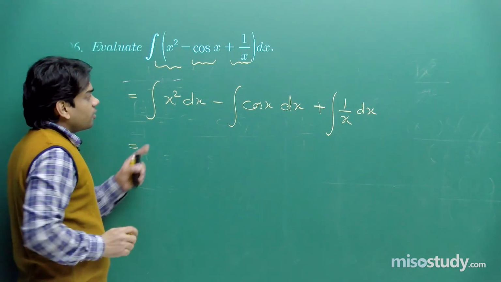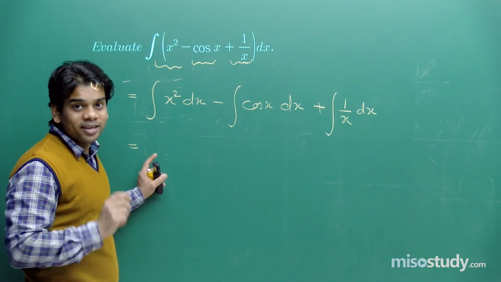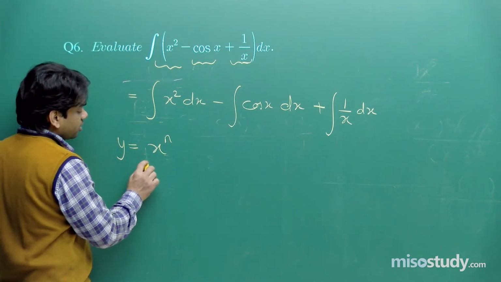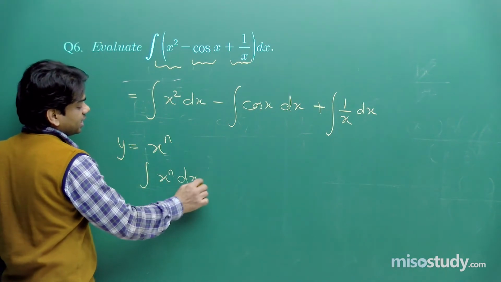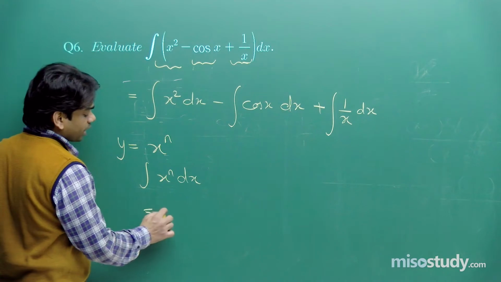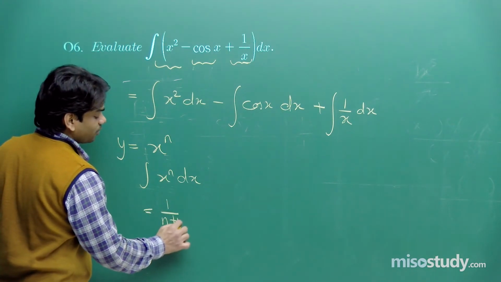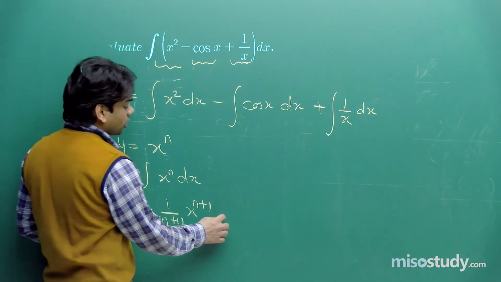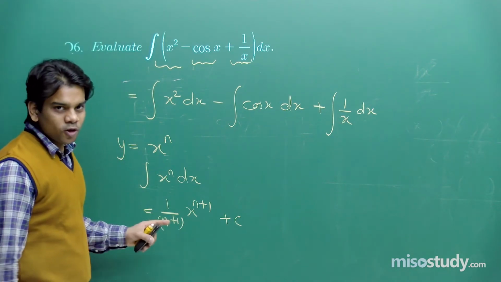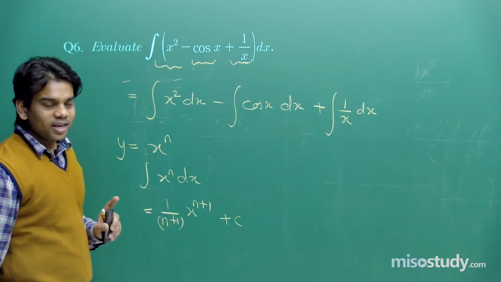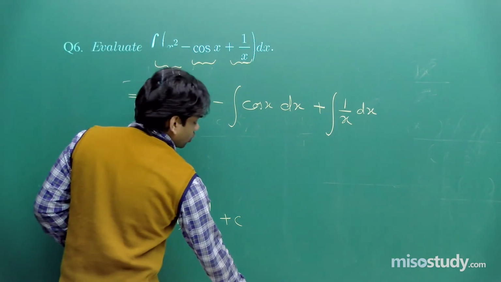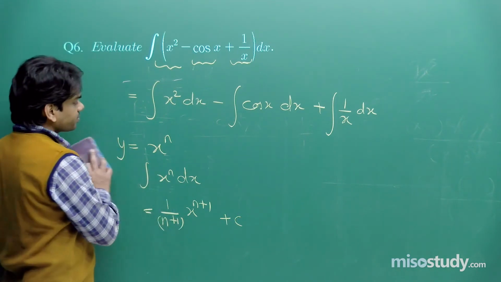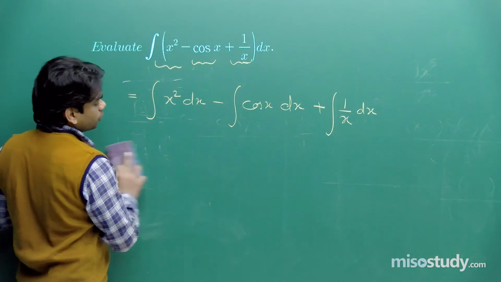So what am I going to get? First one, x power n. If you remember, y equals x power n, and if I integrate x power n dx, I'm going to get 1 upon n plus 1 times x power n plus 1, plus a constant. This was the final formula I taught you all. So I'm going to apply this formula and find out each of the values. The only exception: n should not be equal to minus 1. Remember that, n should not be equal to minus 1.